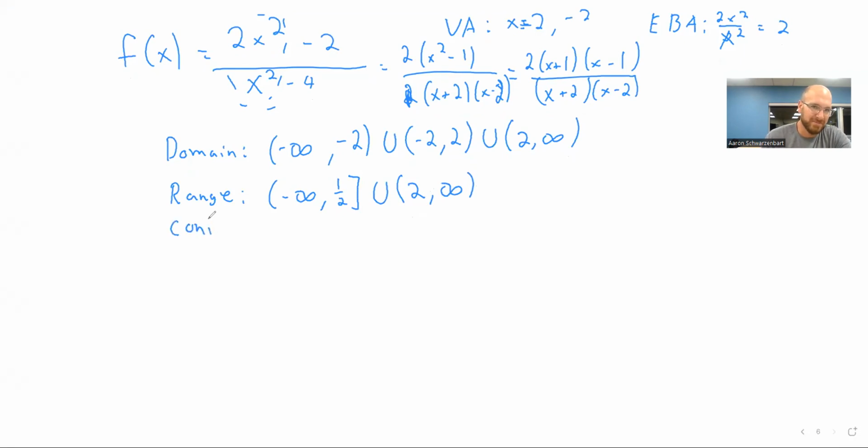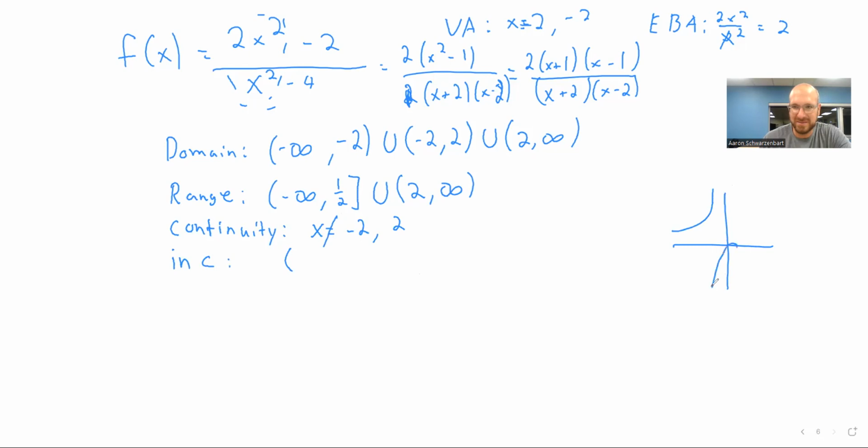Continuity. You can either list as the same as the domain, or you can say x is not equal to -2 and 2. It's continuous everywhere else. This graph is increasing. So it looked like this. And again, I'm going to map increasing based on the x coordinates, not y.